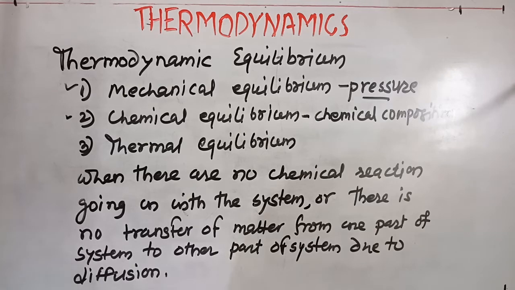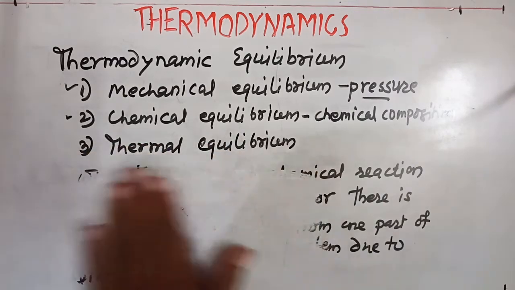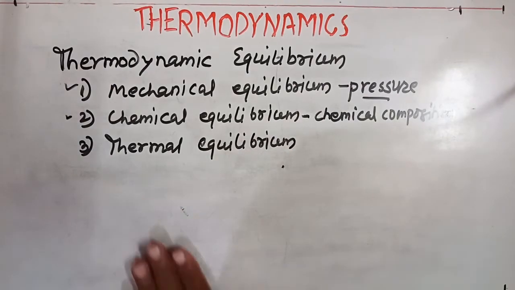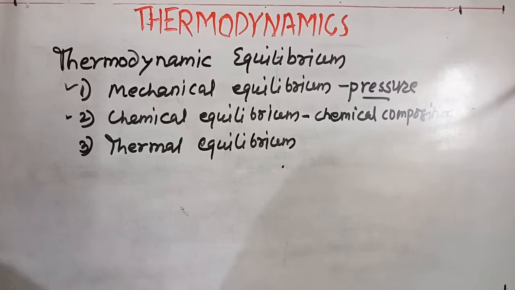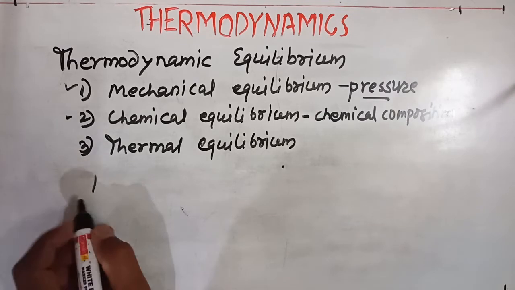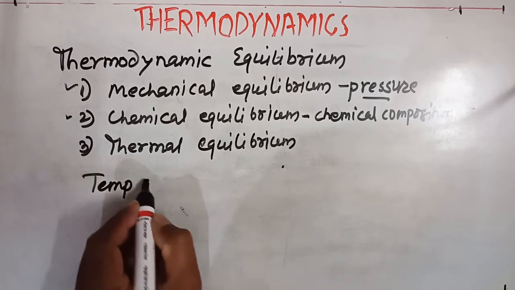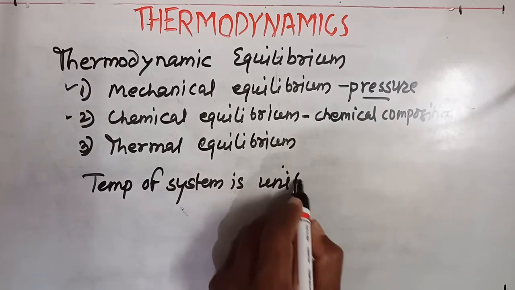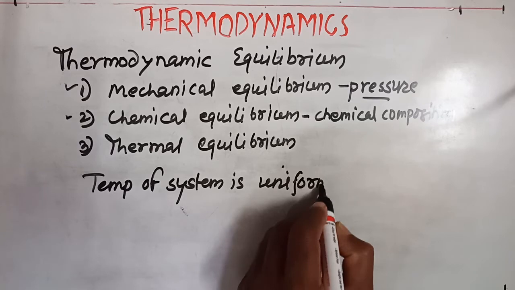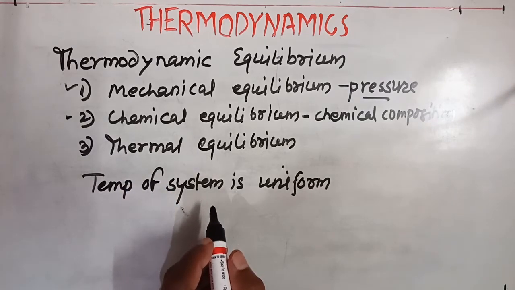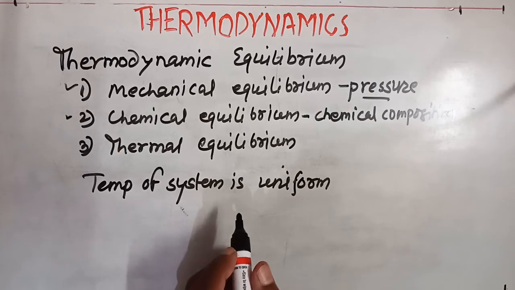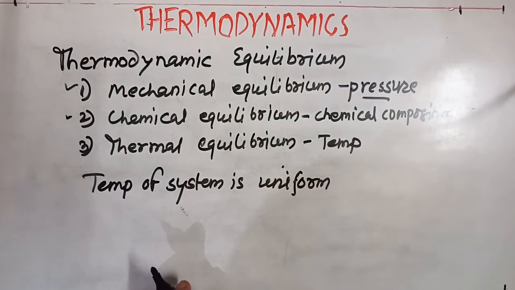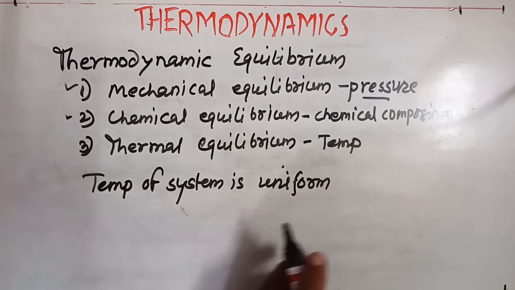And the third equilibrium is the thermal equilibrium. A system is said to be in thermal equilibrium when the temperature of the system is uniform. This is the criterion for the thermal equilibrium. So for this thermal equilibrium, the temperature must be uniform.